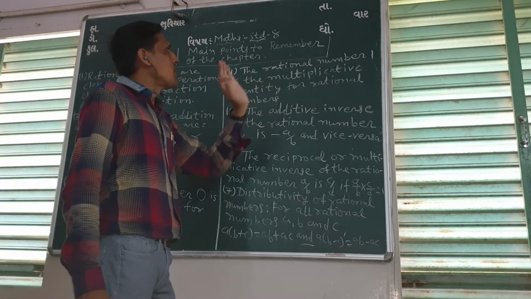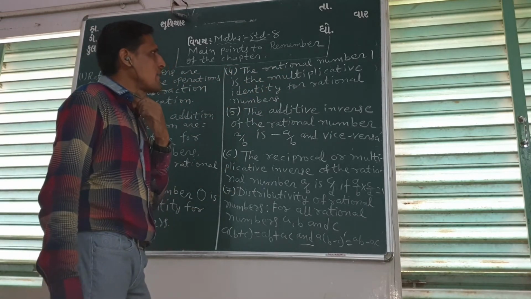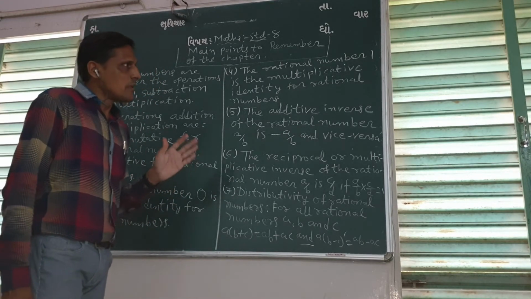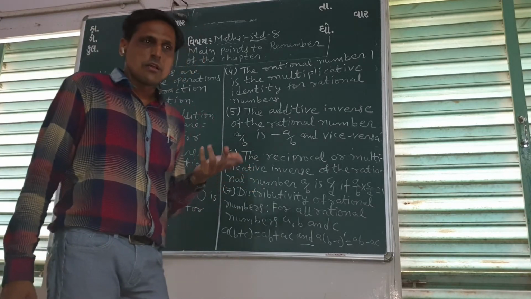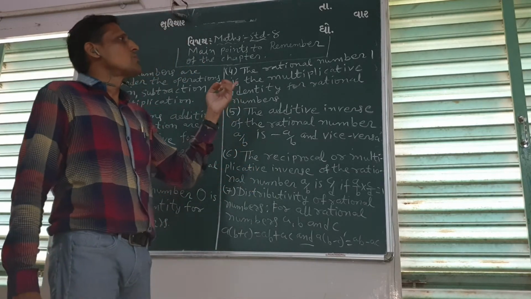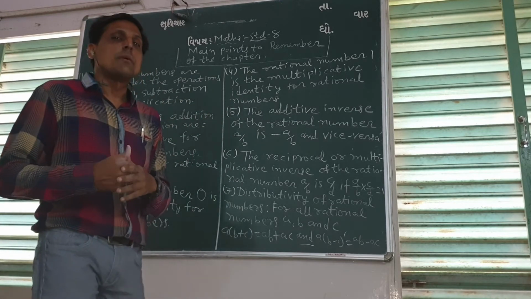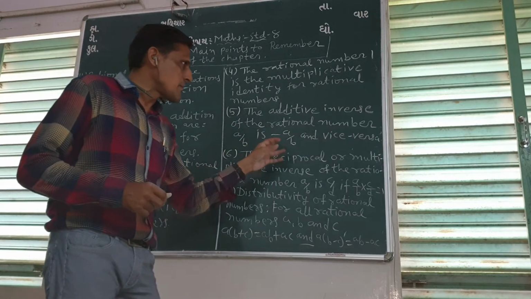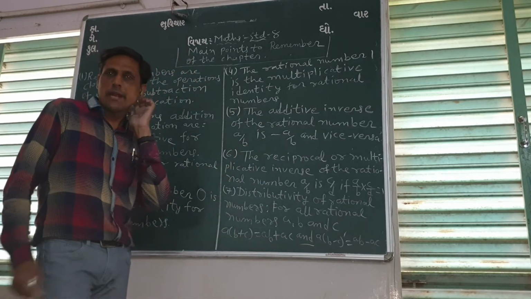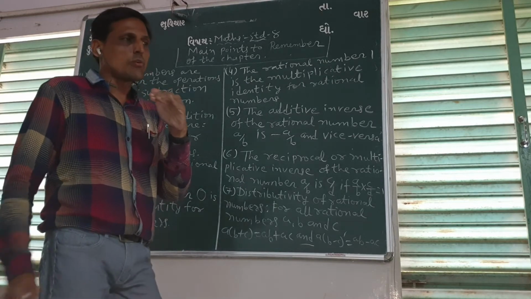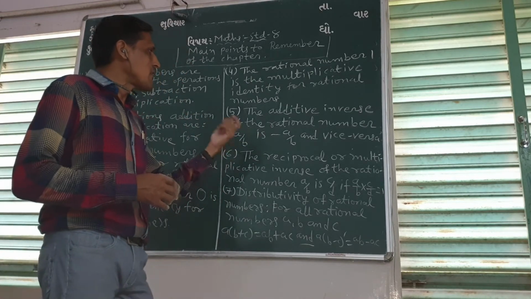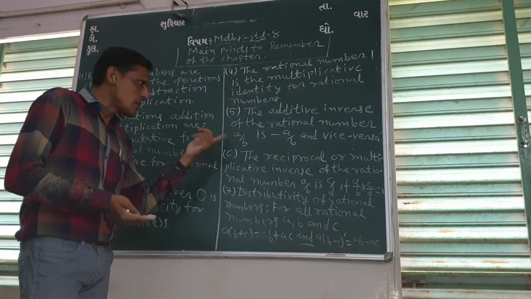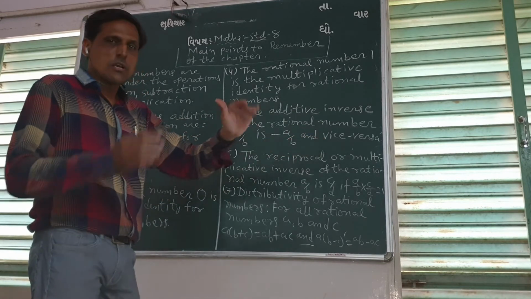The rational number 1 is the multiplicative identity for rational numbers. If you multiply any rational number by 1, the answer will be the same number, right? So 1 is called multiplicative identity. The additive inverse of the rational number a by b is minus a by b and vice versa, right? Additive inverse means just the other side. So the additive inverse of a by b is minus a by b, and the additive inverse of minus a by b is a by b, right? Vice versa means the opposite of it.